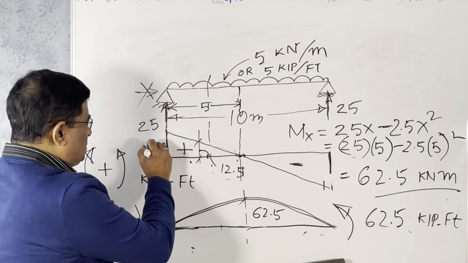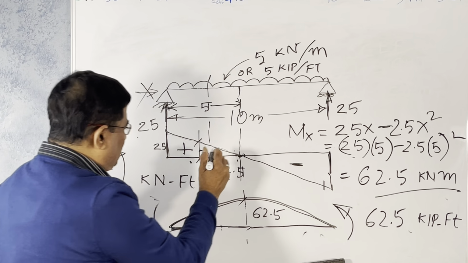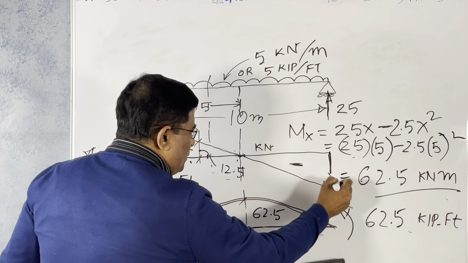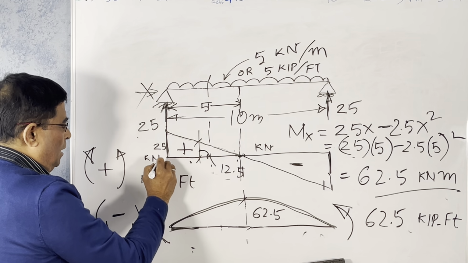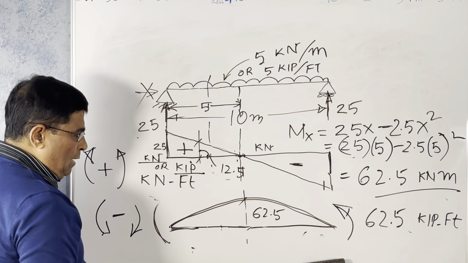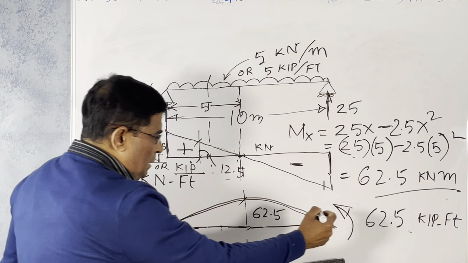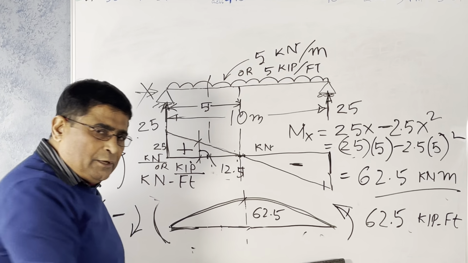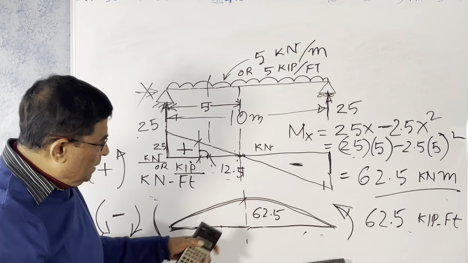But in the shear force, it is only force coming up or down, right? So shear force unit is always kip or kilonewton. So here if you say it is 25, that is kilonewton or kip. But in case of bending moment, it is kip feet or kilonewton meter. Two units are multiplied, just like the distance and force.